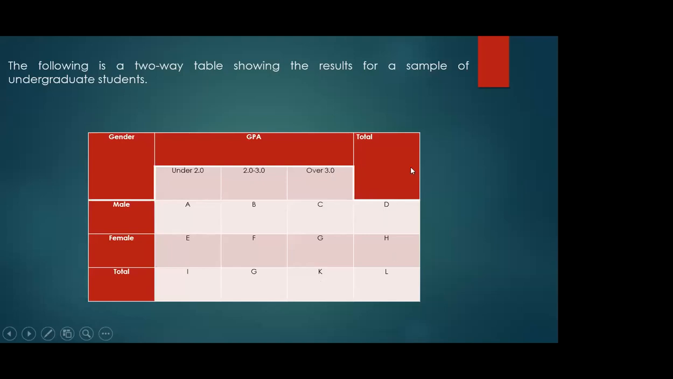Then, the last column, these two rows, D and H, represent the number of persons who are male and the number of persons who are female. L is our overall total. So L represents our grand total.